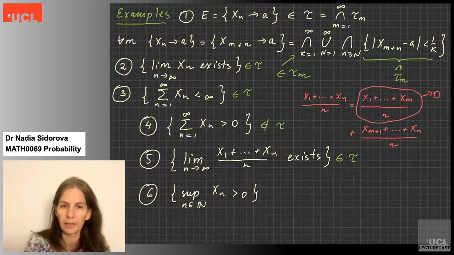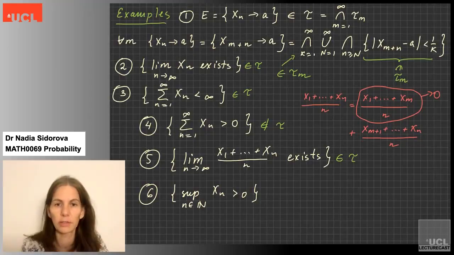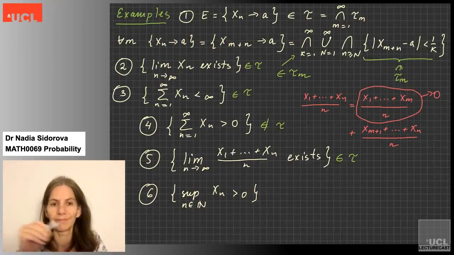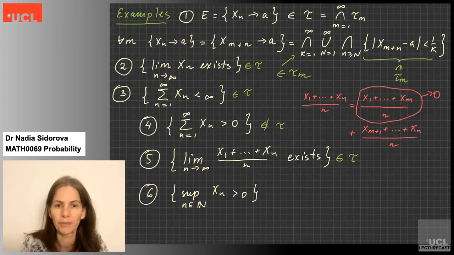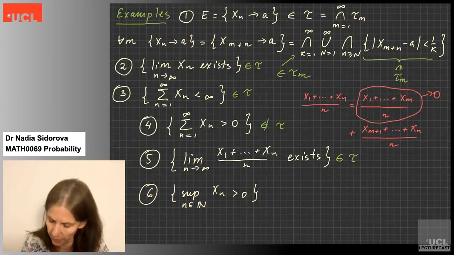And finally, this event is not a tail event because the supremum, in a way, can happen anywhere. So if I have a large value for n equal to 1, then maybe this will be where the supremum will be taking place, and therefore all the terms are important. So this is not in the tail sigma algebra.